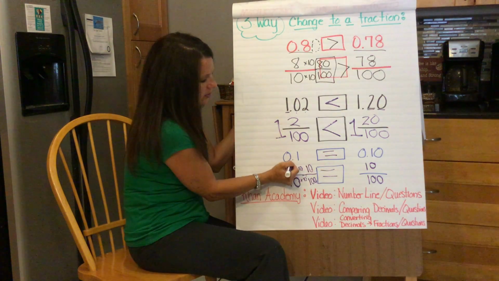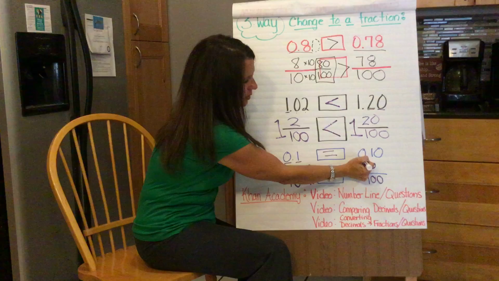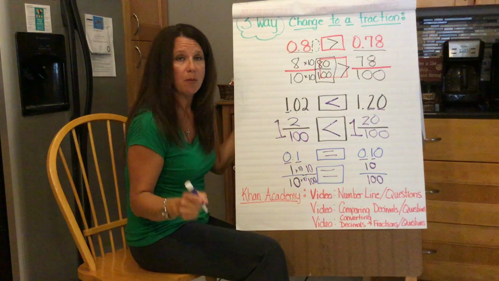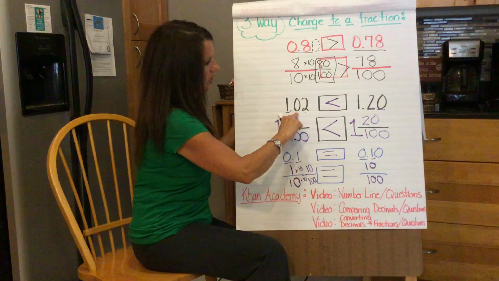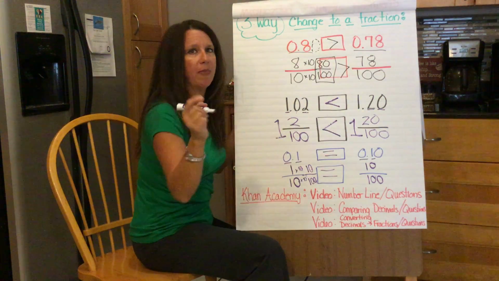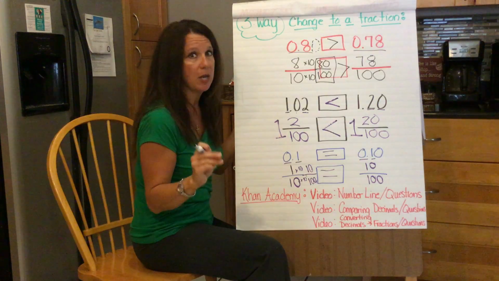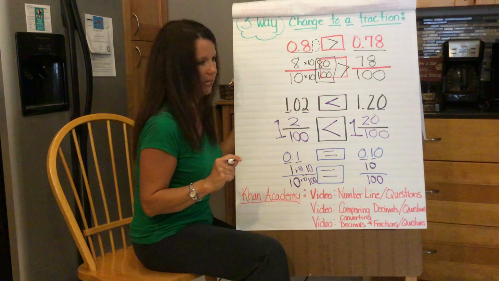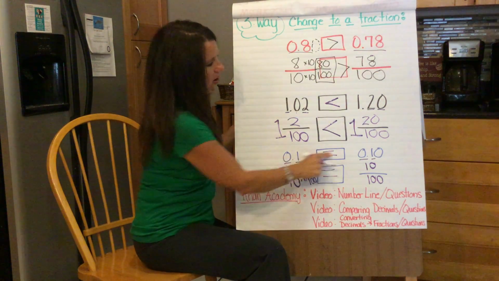Now here, if you notice, 0, 1, 0, 1 are in the same place, as opposed to here where 0, 2 and 2, 0 were not. They were flip-flopped. So you have to really be careful when you're looking at those questions. You really have to take your time. All right, so they are equal.